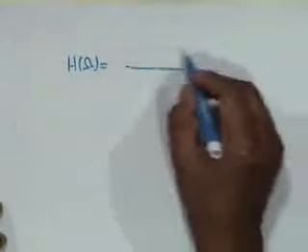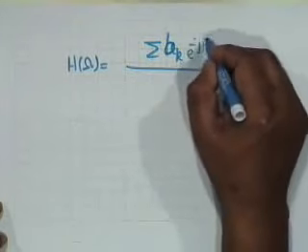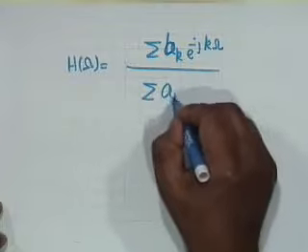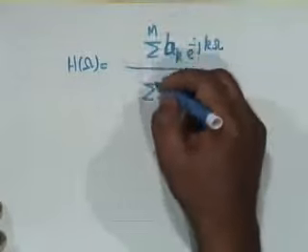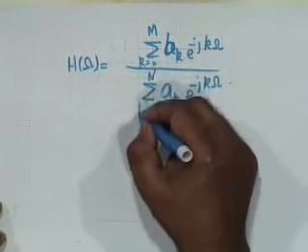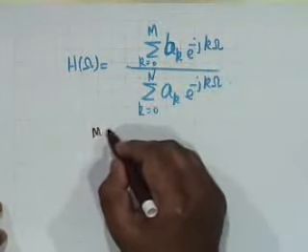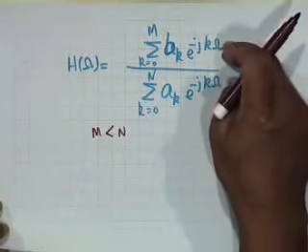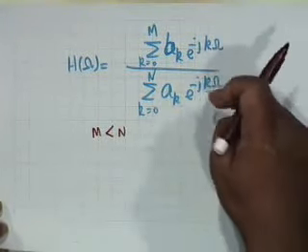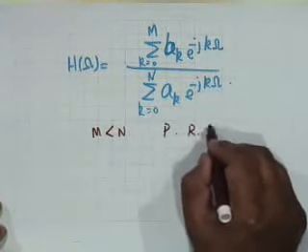Okay, let's go back to our capital H of omega, which is the summation of bk e to the minus j k omega divided by the summation of ak e to the minus j k omega. Before we forget about M and N, let's make a couple of other observations. You see, obviously, if M is less than N, then it is a proper rational function. That is, the numerator degree is less than the denominator degree. It's a proper rational function.